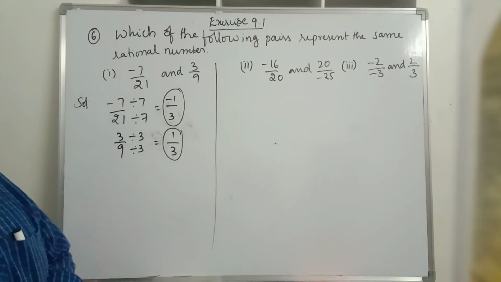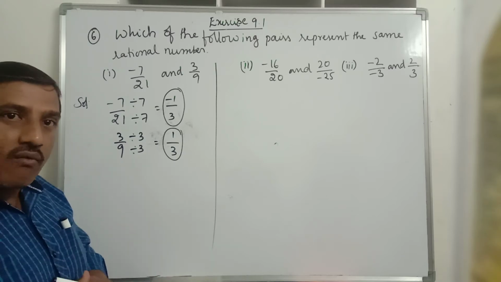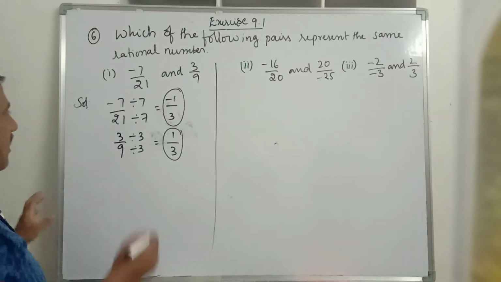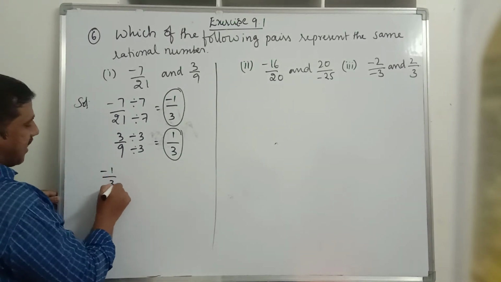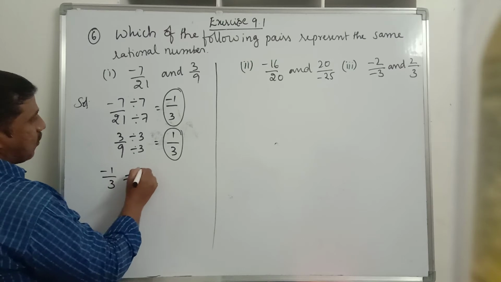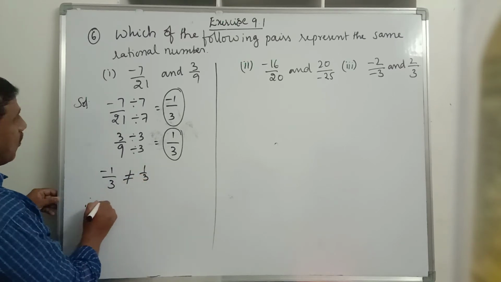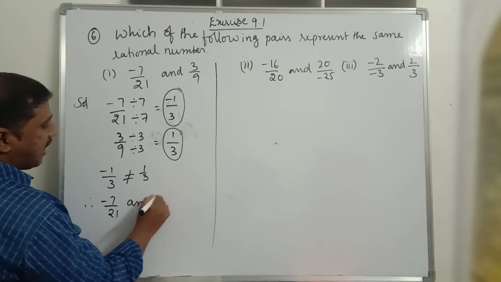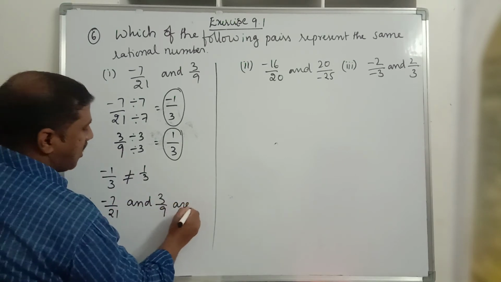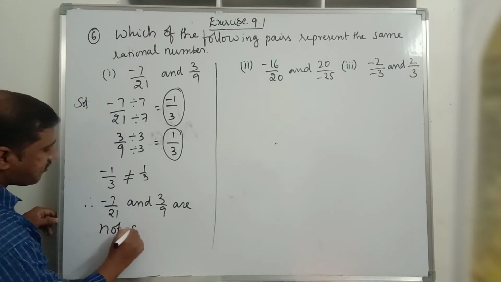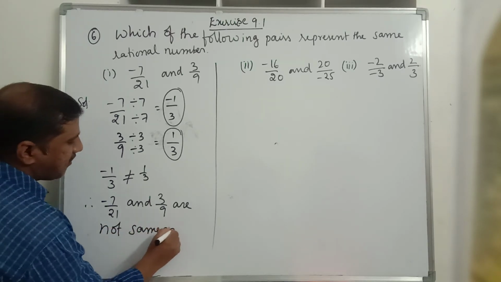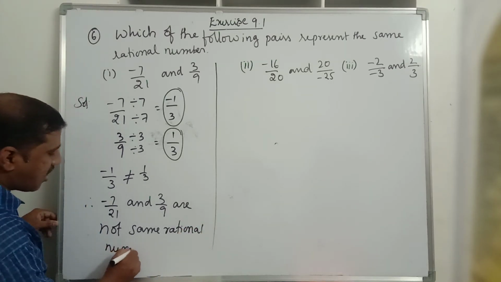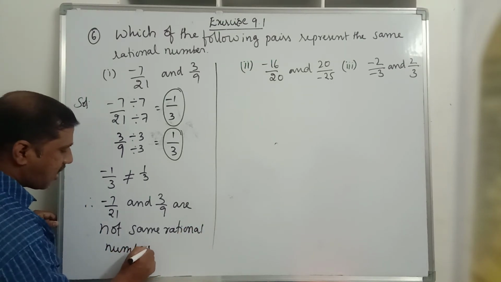Do they represent the same rational numbers? No. Why? Because this is a negative rational number and it is a positive rational number. That is, minus 1 by 3 is not equal to 1 by 3. Therefore minus 7 by 21 and 3 by 9 are not the same rational numbers, or they do not represent the same rational number.